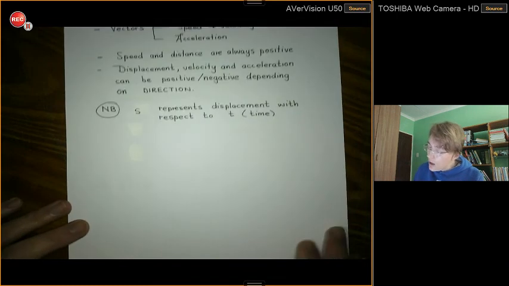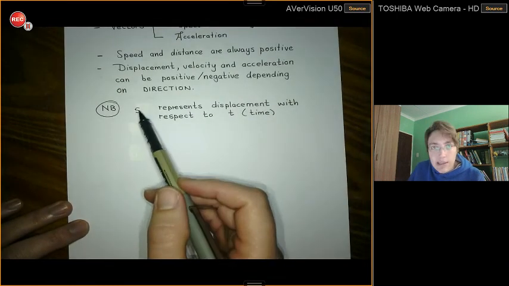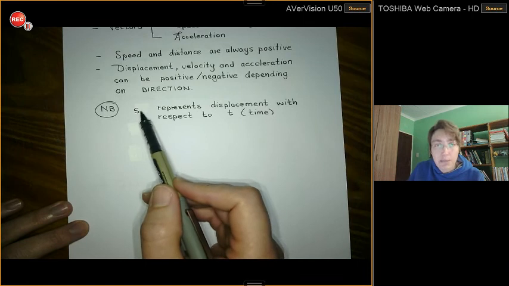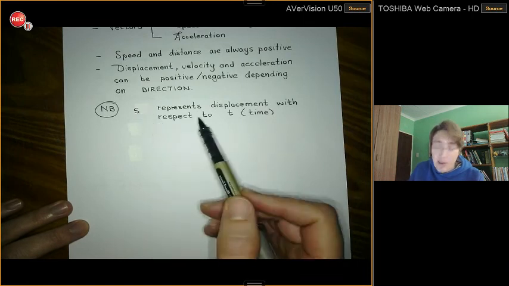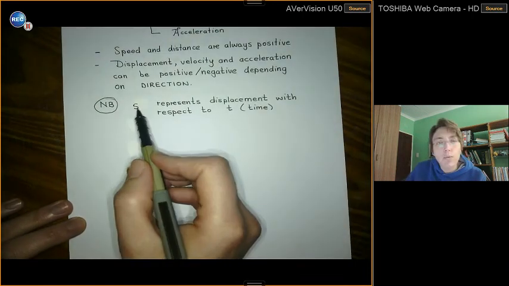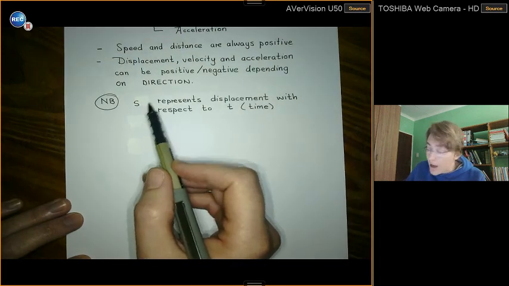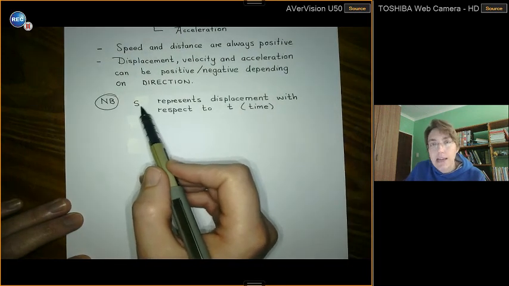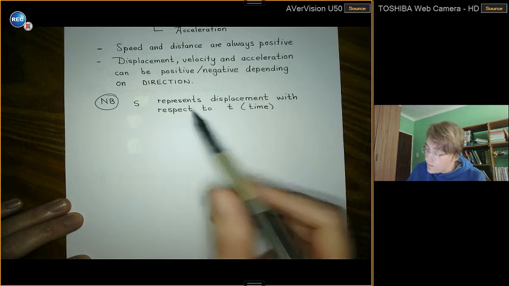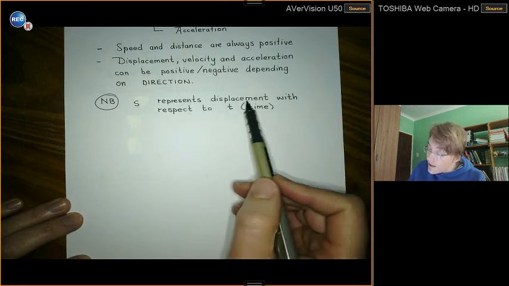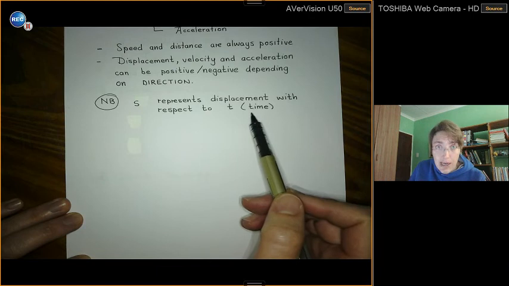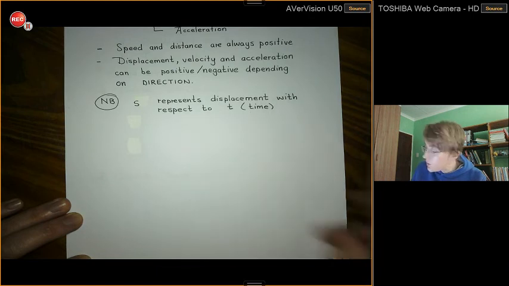Okay, so they use different letters in order to indicate displacement, velocity, and acceleration. Displacement is normally represented by an S. Again, don't stress, you don't have to remember that. In the problem, they're going to have to state that S represents displacement. So S represents the displacement with respect to time.